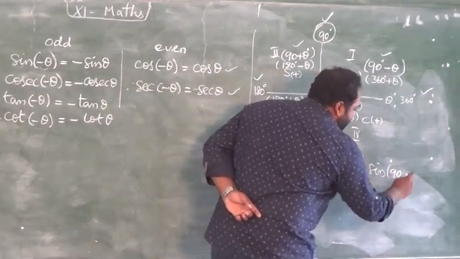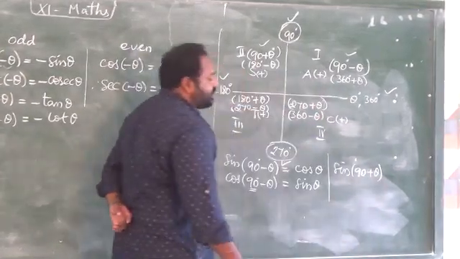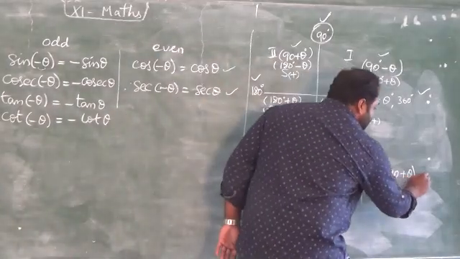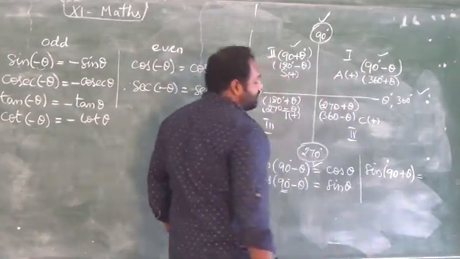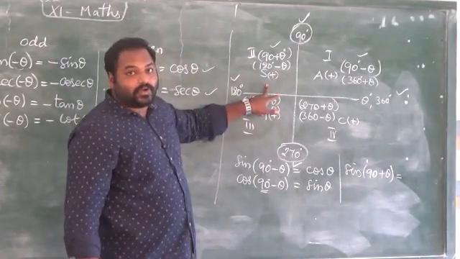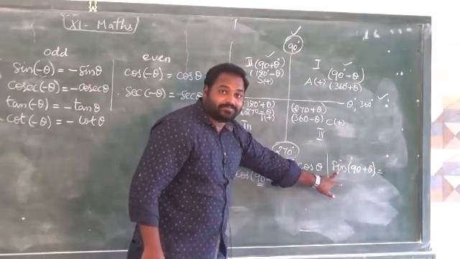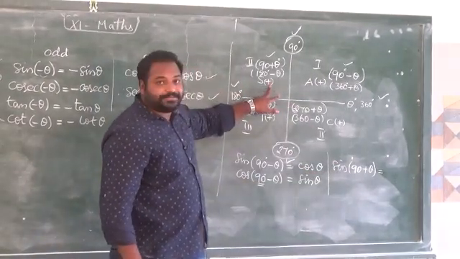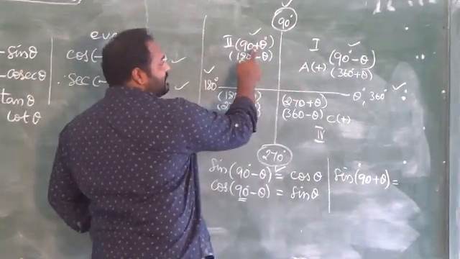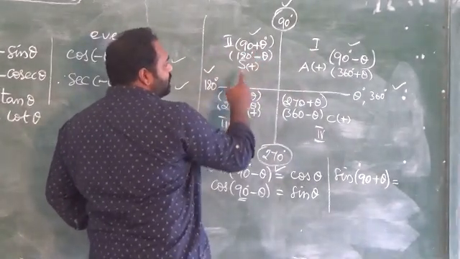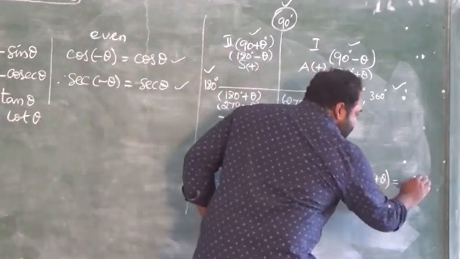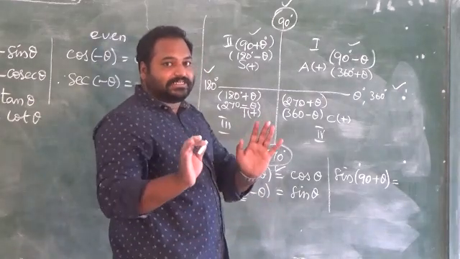Next, sine of 90 plus theta. Here first, which quadrant does it belong to? 90 plus theta is in the second quadrant. The sine function is positive in the second quadrant. So we need a positive; there is no change in the sign of the answer.